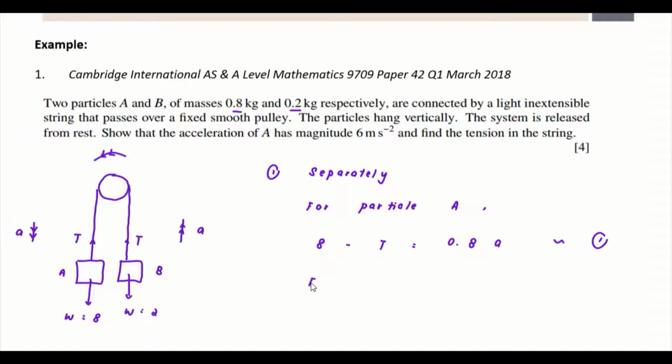Similarly, now we look at particle B. For particle B, we denote that moving upwards is positive, right? So we have our tension in the positive direction, minus the weight, and it will be equal to the mass here, which is 0.2, and the acceleration will be a as well.